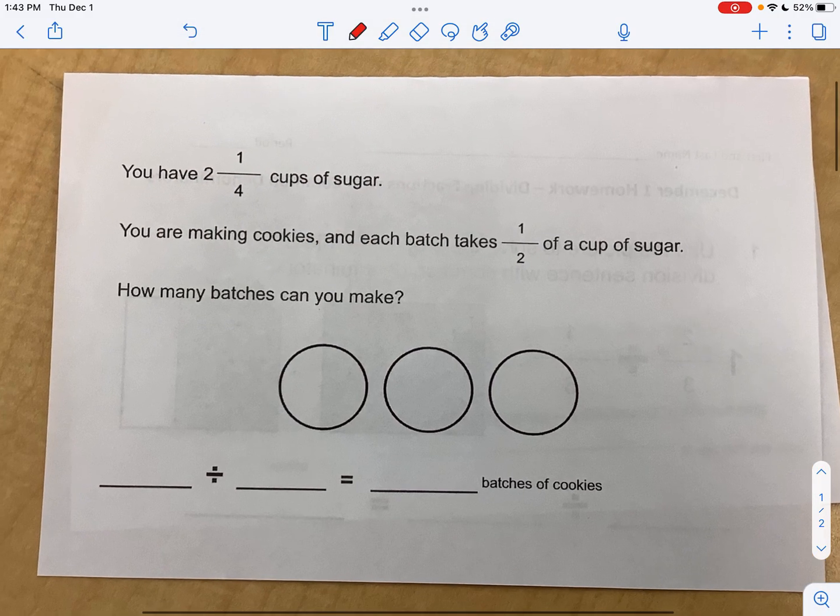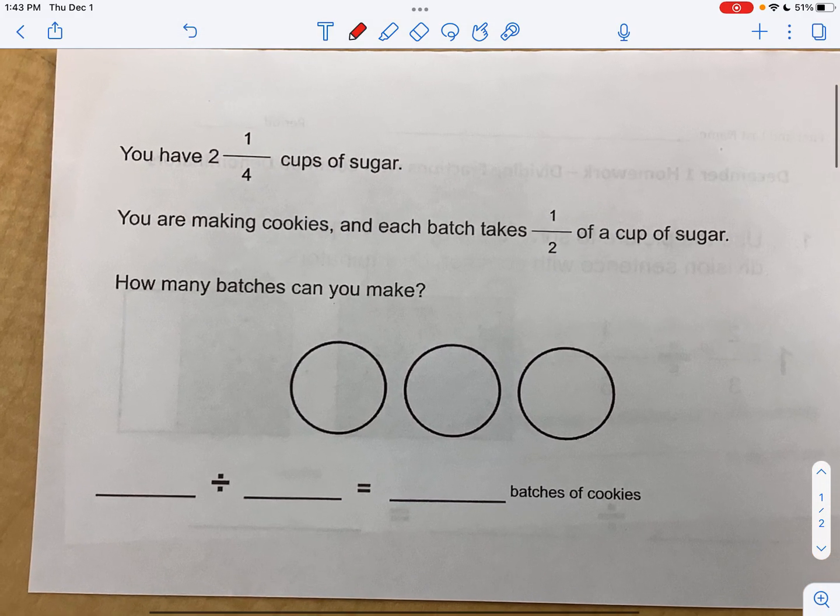This problem says you have 2 1/4 cups of sugar. You're making cookies and each batch takes 1/2 of a cup of sugar. How many batches can you make?